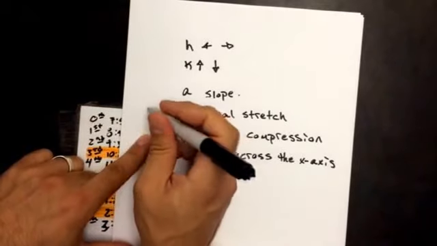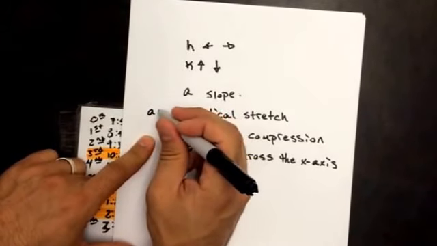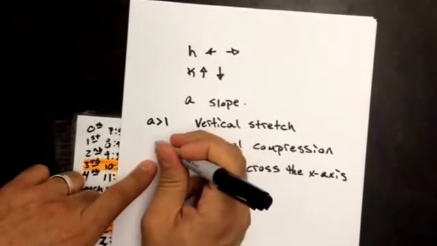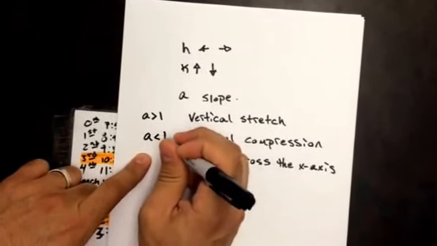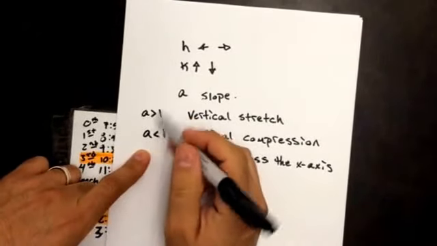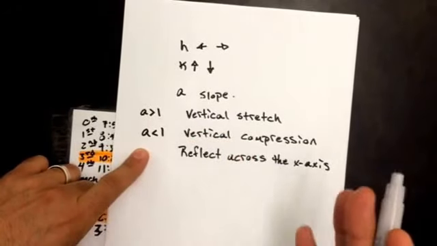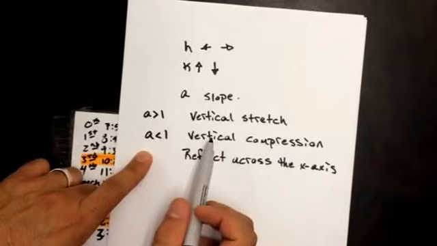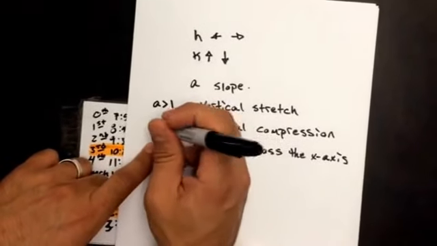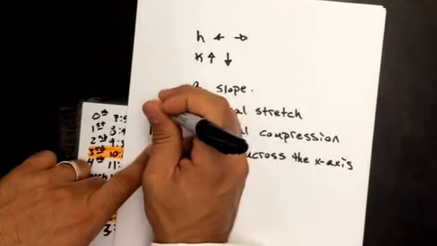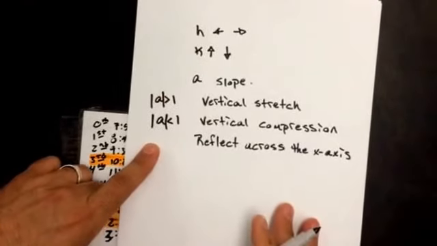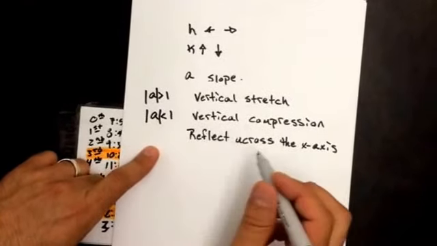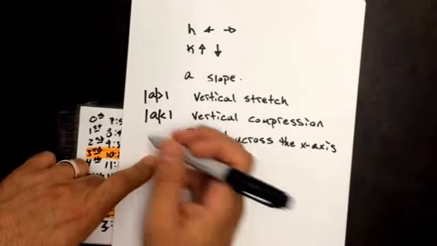A vertical stretch happens when a is greater than 1. A vertical compression happens when a is less than 1. Notice that neither of these are equal to 1. Equal to means that it's no change. Greater than is a vertical stretch, less than is a vertical compression. However, we treat it as the absolute value of a, so that means we ignore a negative sign for these portions, okay? A negative sign reflects it across the x-axis.